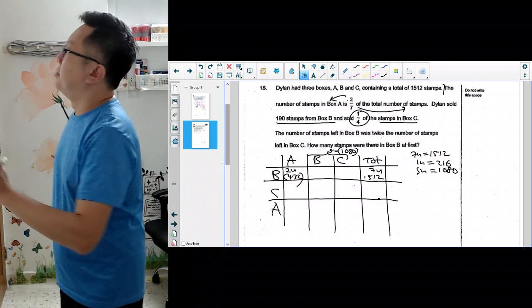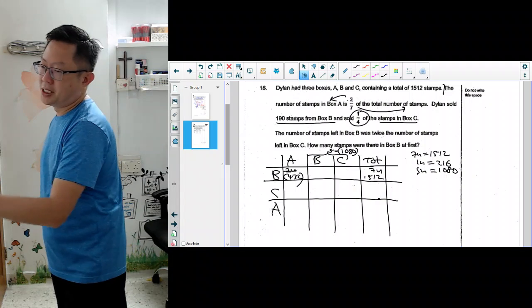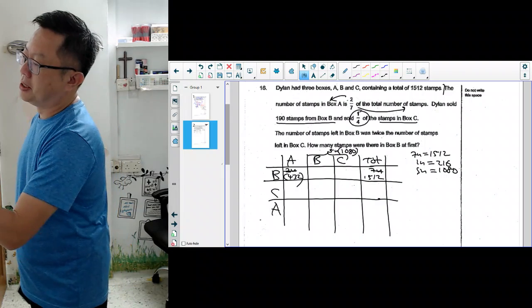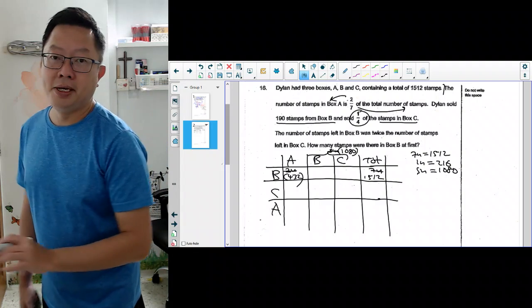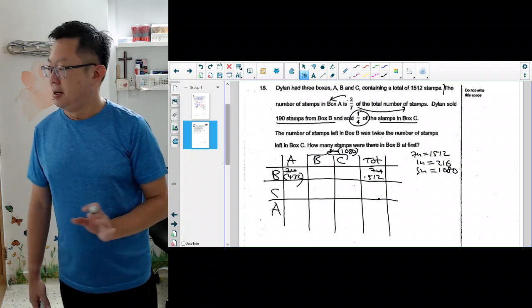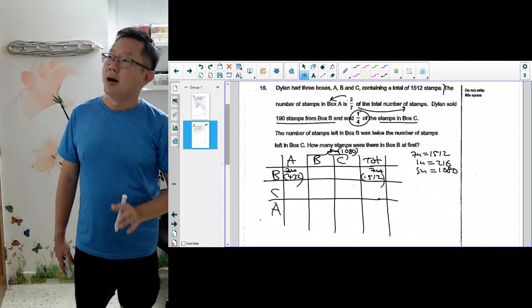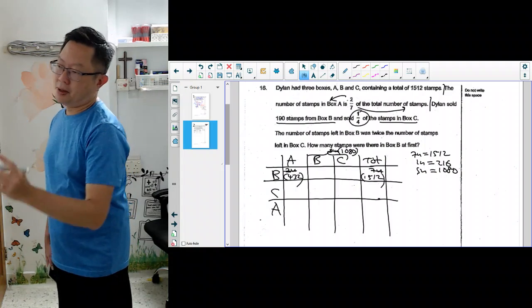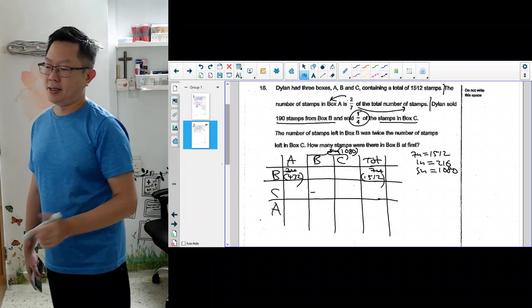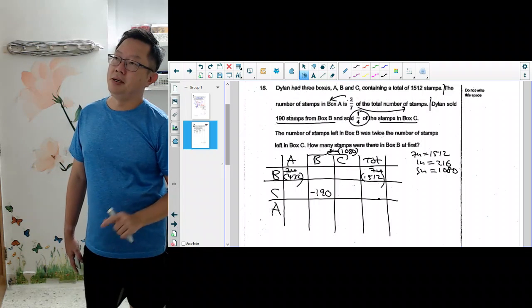Okay, once I get the important values, which is the numbers, I don't need to know the units. There is no need to have the units in my boxes already, because I have all the important values. Alright? Okay, then you continue reading. And Dylan sold 190 stamps from box B. When you sell something, you minus. So 190, and he sold 1/4 of the stamps in box C.